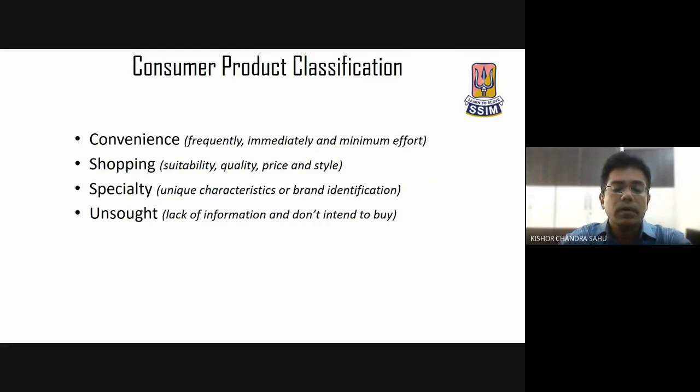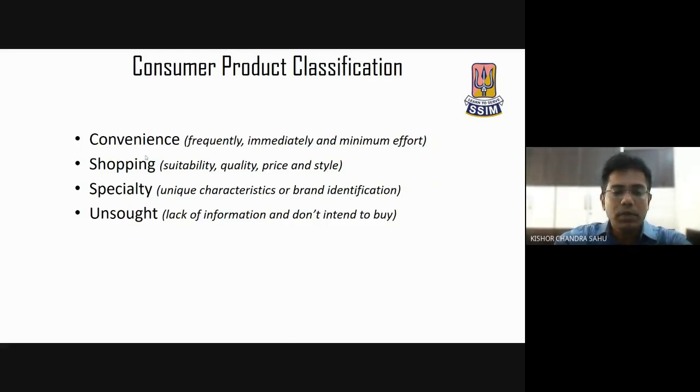For example, soft drinks, cigarettes, chocolates, magazines, or candies are all convenience goods. Typically, these goods can be further classified as staple goods, impulse goods, or emergency goods, where you do not plan and buy them immediately without putting in too much effort.